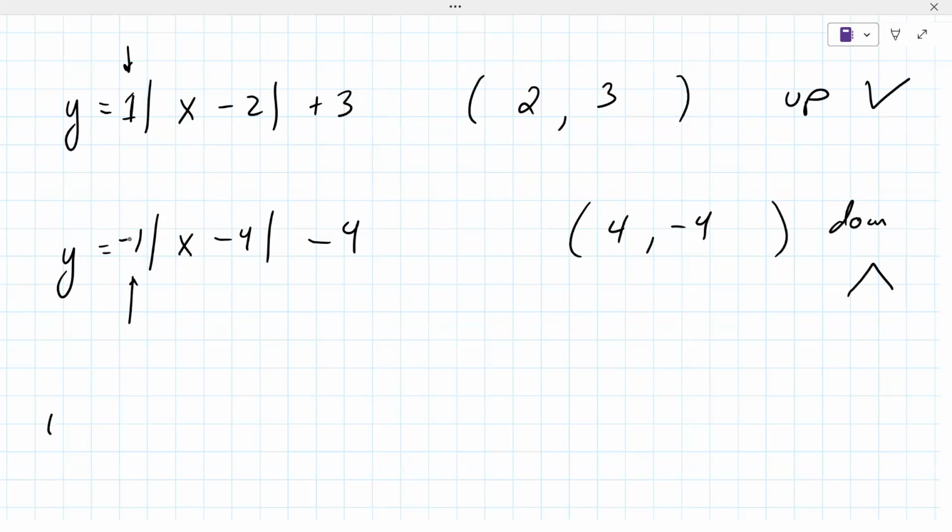So if I put something like this, for absolute value x plus 1 minus 3, give me the vertex and tell me whether this opens up or down. -1 and -3, and it would go up.